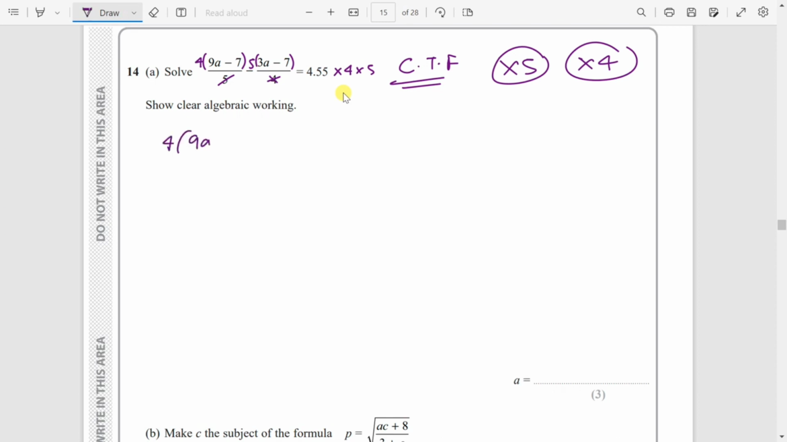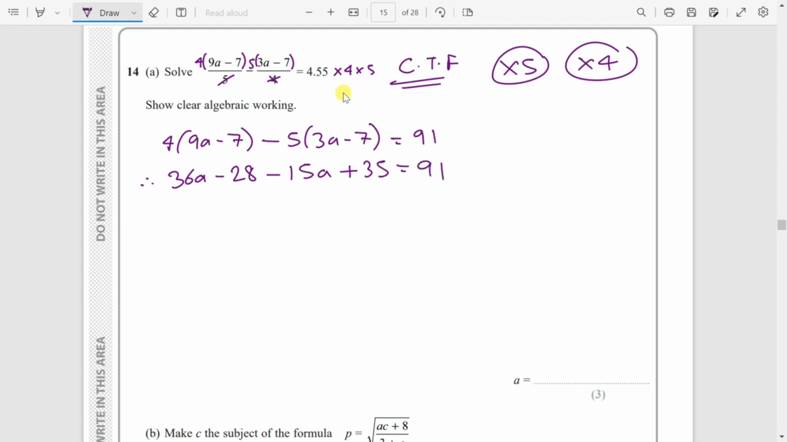So you've got 4 times (9a minus 7), take away 5 times (3a minus 7), equals 4.55 times 4 times 5. That should give us in a calculator 91. Now expand and simplify. So 4 times 9a is 36a, guys, minus 4 times 7, 28. Minus 5 times 3a is minus 15a. Minus 5 times minus 7 is plus 35. Equals 91. So here we're just collecting like terms.